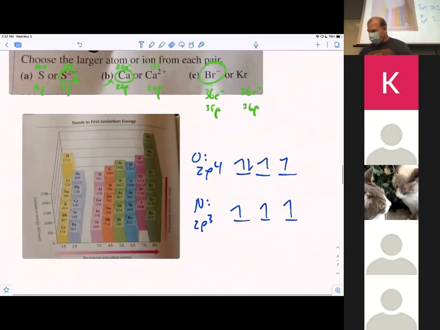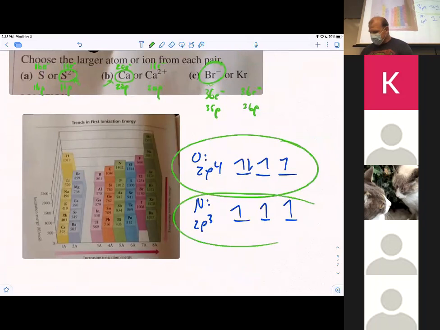And you can kind of see this though. Oxygen has the electronic structure of 2p4, and nitrogen has one electron in each of the degenerate 2p orbitals. Since this electron here is paired up, it's actually a little bit easier to rip off that electron than this one here. So it's a little easier to rip off an electron from that paired orbital than it is from that half-filled shell.